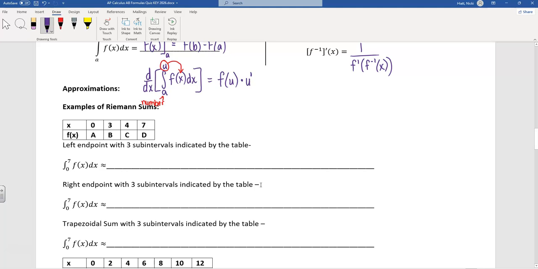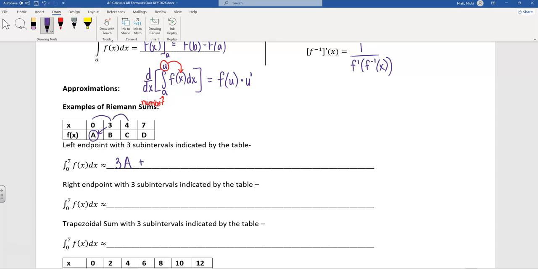Okay. Rather than doing some sort of formula for Riemann sums, I just gave you a table, and we're going to do an example problem for these. So if I have to do a left Riemann sum for this table, I will look at the width of the rectangle times the height, which will be my left endpoint. For this first one, I'll do 0 to 3. That is a distance of 3. And then I'll multiply that by the left endpoint, which will be A.